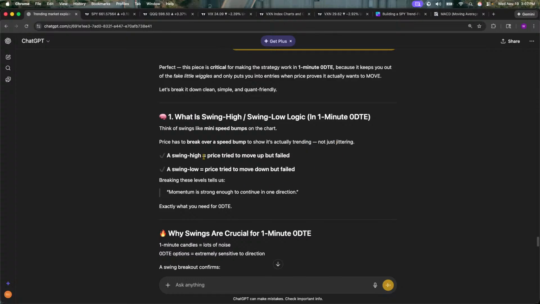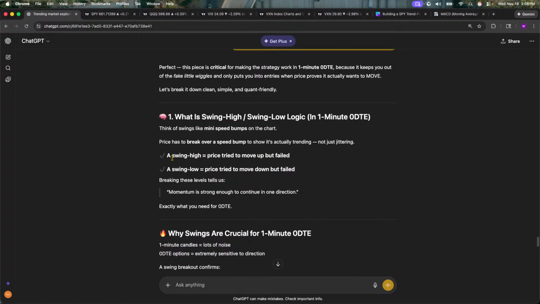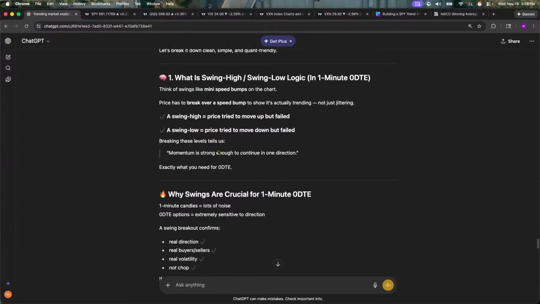Swing high is where the price tried to move up but failed. So it tried to touch resistance, but it failed. Remember resistance and support? Resistance is when it's trying to make new highs. When it tries to touch the support and fails, support is when it tries to make new lows, right? So resistance, higher highs; support, lower lows. Good deal. Swing high: price tried to move up but failed. Swing low: price tried to move down, but it failed.